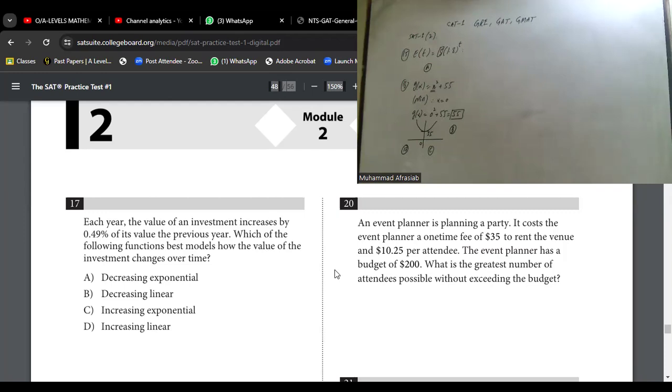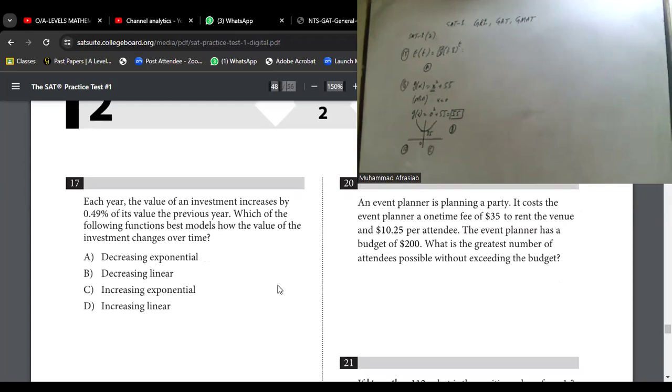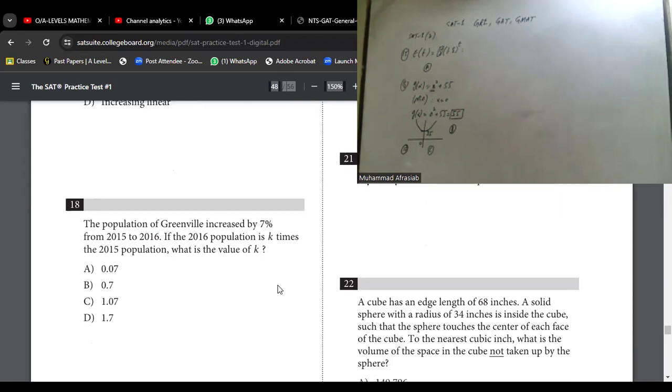Then question number 18. The population of Green Valleys increased by 7% from 2015 to 2016. If the population is k times the 2015 population, what is the value of k?